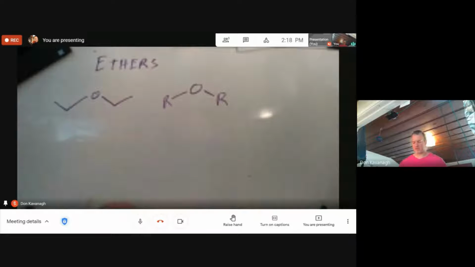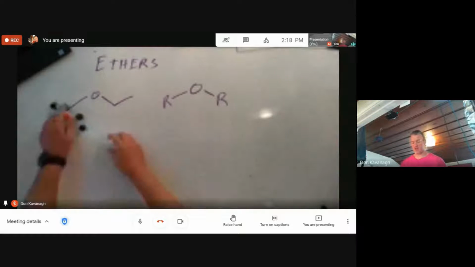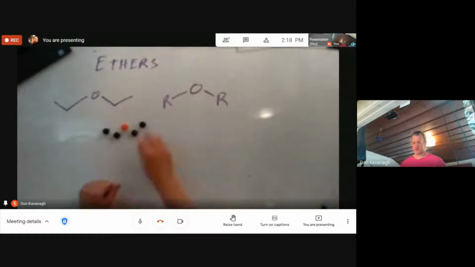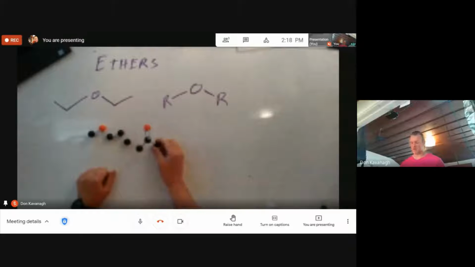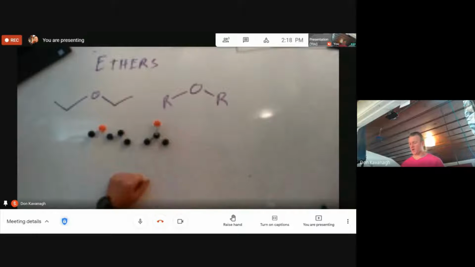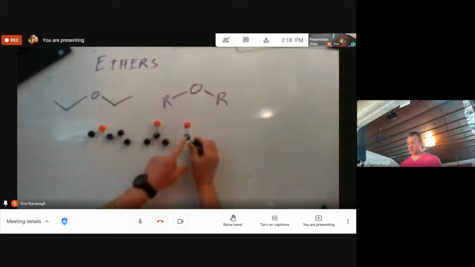So here are some model kits trying to show ethers, where we just have an oxygen in the center of the chain right here. Here's another ether, just an oxygen more or less replacing one of them right there. And just to compare it to a ketone functional group, where you have a double bonded oxygen that's kind of out of the chain, or an aldehyde functional group, where it's a terminal double bonded carbon oxygen right there. That's the difference from ethers.